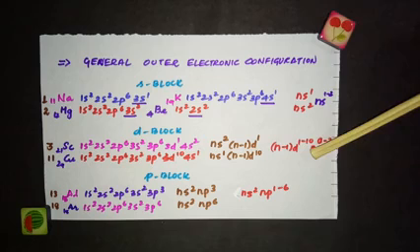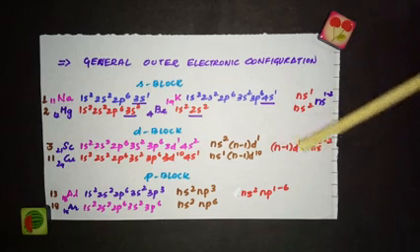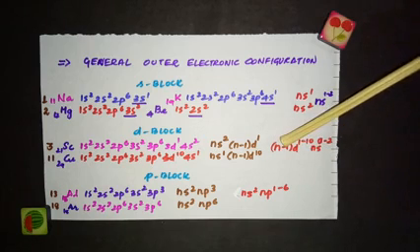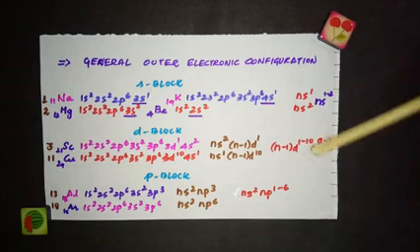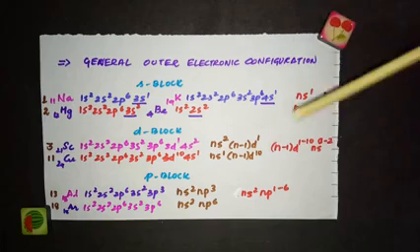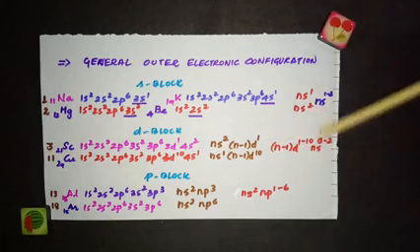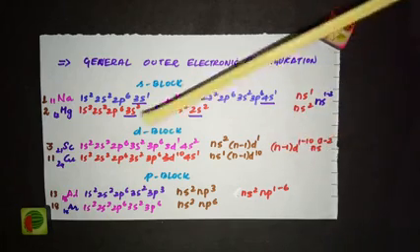If n is equal to 4, d would be 3d. If n is equal to 5, this would be 4d. If n is equal to 6, this would be 5d. So this is how we write the general electronic configuration of d-block.